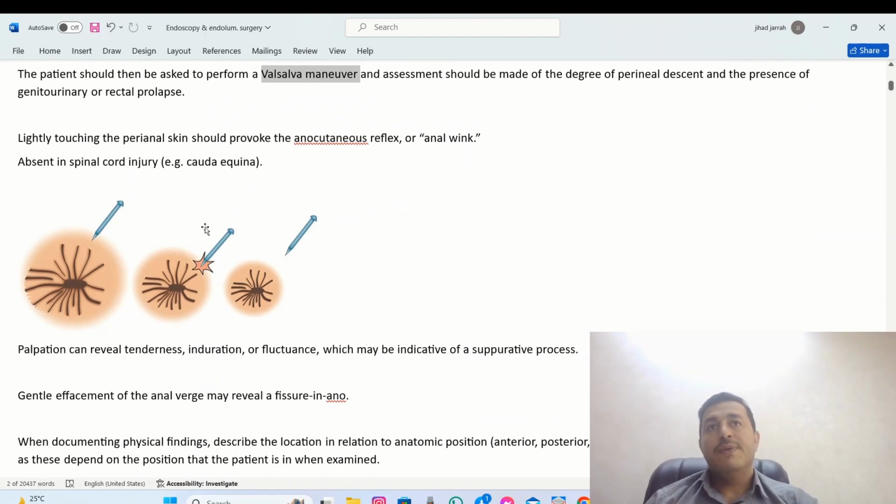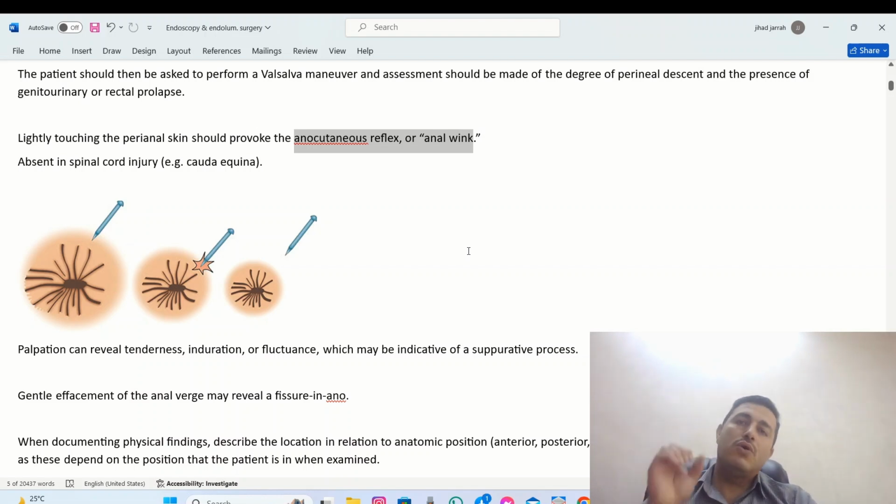You can also perform what we call the anocutaneous reflex or anal wink. This is just light touching of the skin near the anal verge, which will cause constriction of the anus, so it's absent in some spinal cord injuries such as cauda equina.